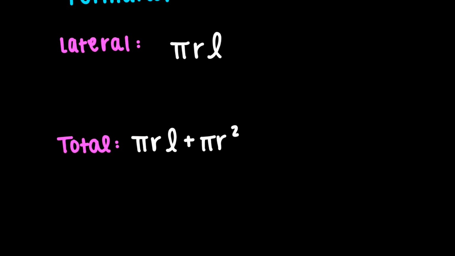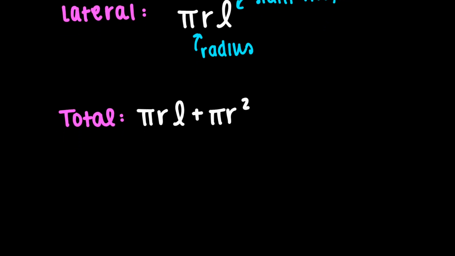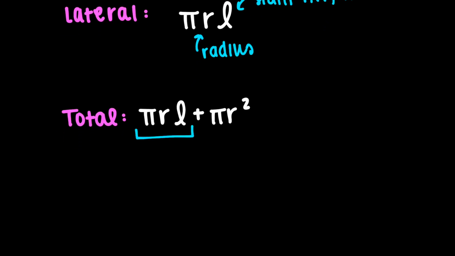So again, we do have two formulas for these cones. We have our lateral, which is pi times the radius times the slant height. So remember, R stands for radius and L stands for slant height. And then your total is pi RL, which remember that first part is your lateral formula, plus pi r squared, and that R still stands for radius. You should notice that all these total surface areas have the lateral in it. That's because remember, the formula is you take the lateral surface area and you add to it the base area. And since our base here is a circle, we have the area of a circle formula pi r squared.